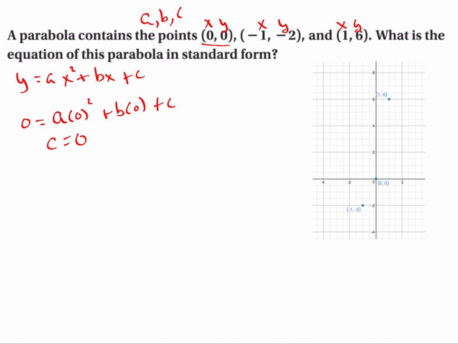Next, I'm going to use the next point to determine a couple of the variables, if possible. So I'm going to use x is -1 and y is -2. So -2 is equal to a times -1 squared plus b times -1. And I already know c is 0, so I'm not going to include it. So let me simplify this. -1 squared is just 1.